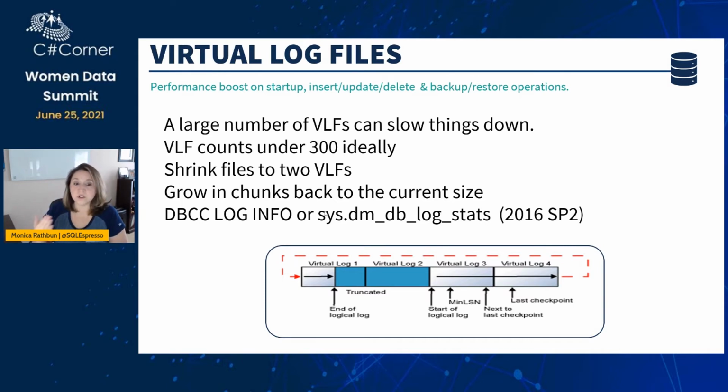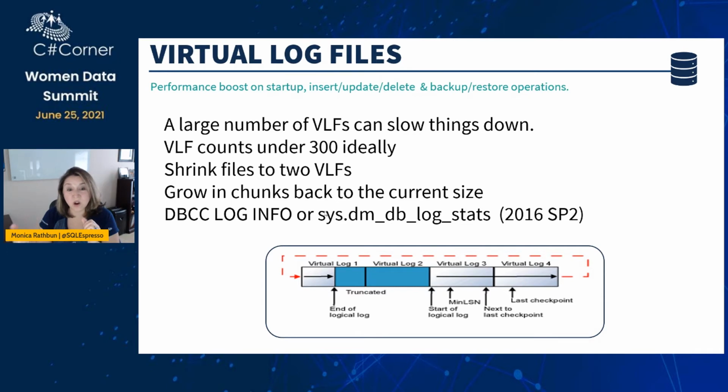So if you've got larger than 300, then how do you fix it? One, you've got to shrink your log file down, and then you need to regrow it. You need to set its default growth at whatever's ideal for you. Maybe I used to have it set at 100 megs. Maybe it needs to be a gig. If I have it set as a gig, then I'm going to have fewer virtual log files.